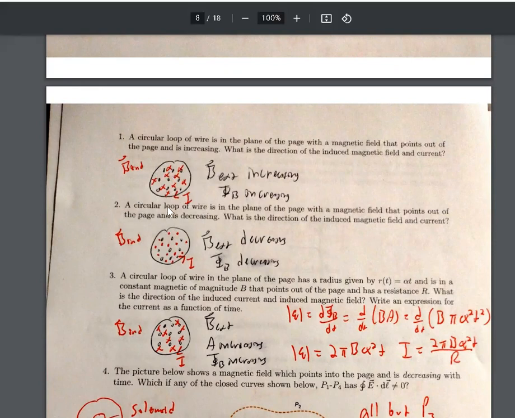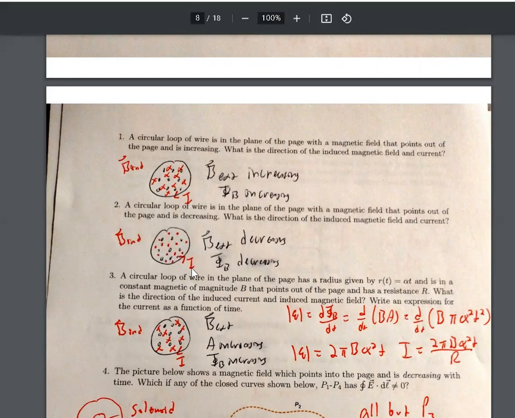All right, so a circular loop of wire in the plane of the page with a magnetic field that points out of the page and is decreasing. Our magnetic field points in the same direction, but it's decreasing this time. That means our flux is also decreasing. Well, our loop doesn't want the flux to be decreasing. So it creates its own magnetic field that reinforces the external one. So it points in the same direction.